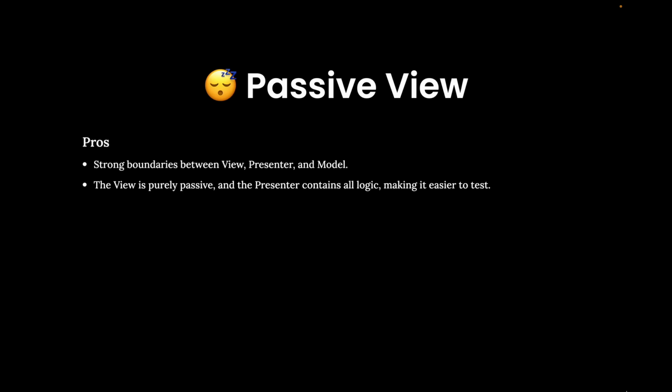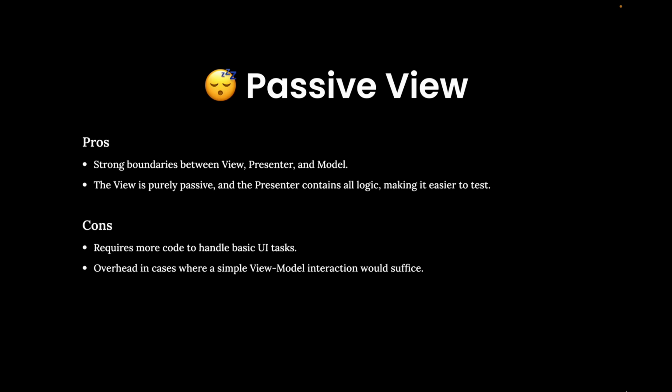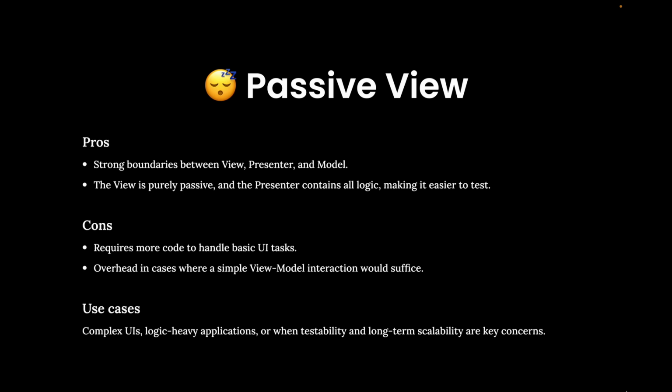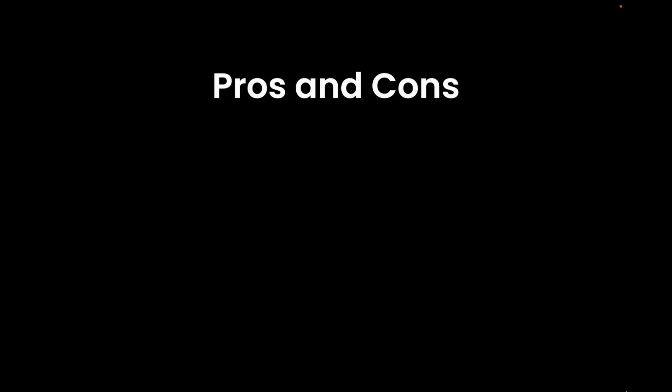Good thing about it, we have more clear boundaries between view, presenter, and model. The view is purely passive and the presenter contains all the logic, making all parts easier to test. Downsides: requires more code to handle basic UI tasks and can lead to overhead in cases where a simple view-model interaction would be enough. This pattern is suitable for applications with complex UI logic or when testability and long-term scalability are key concerns. Next, let's talk about pros and cons of MVP itself.